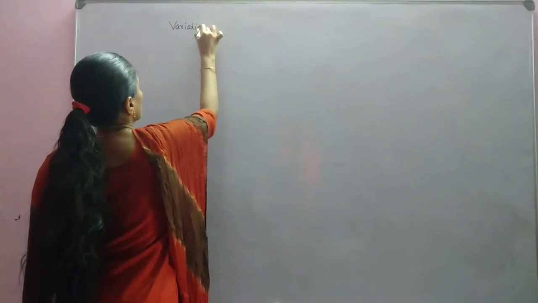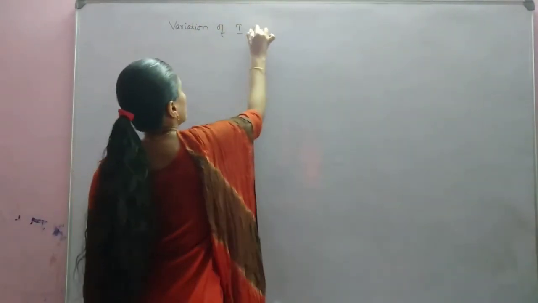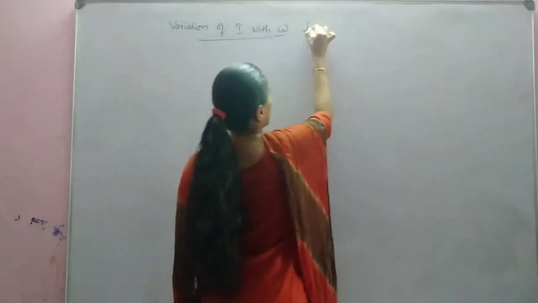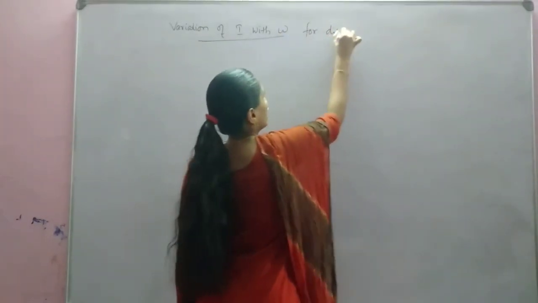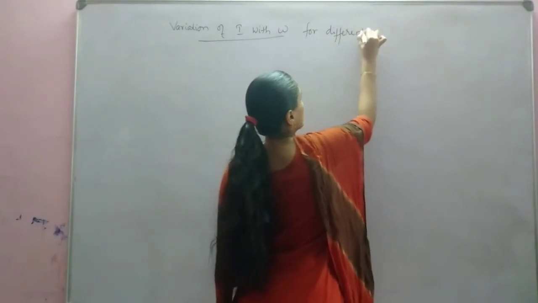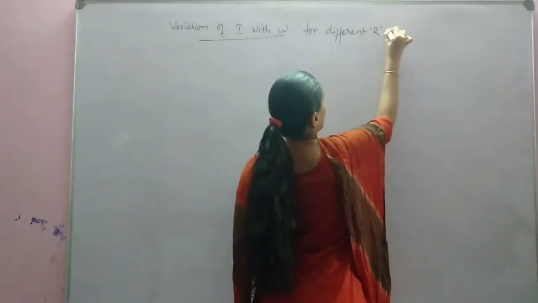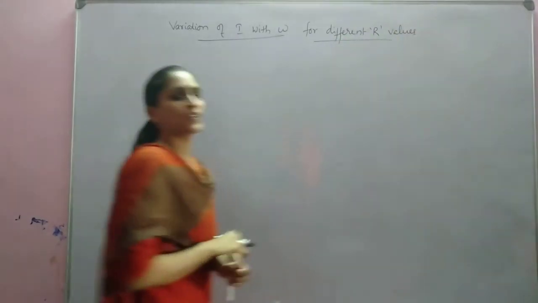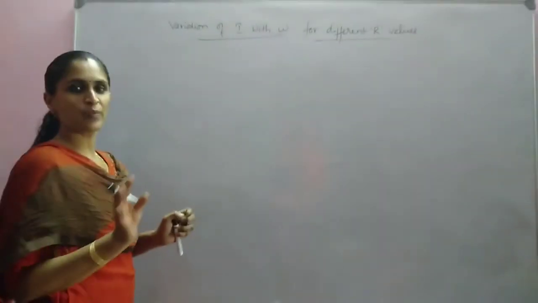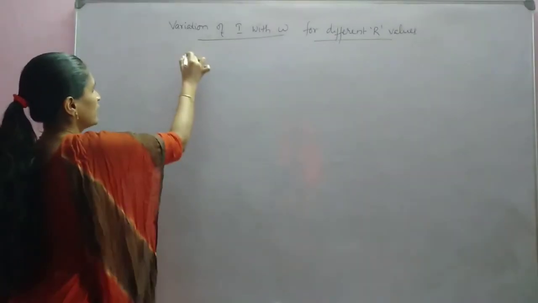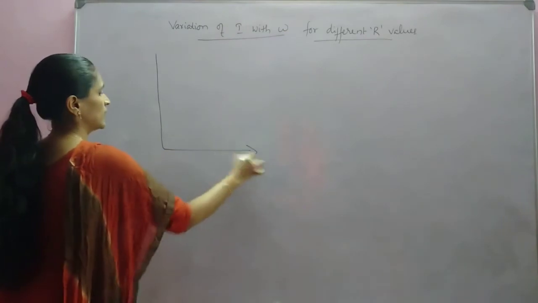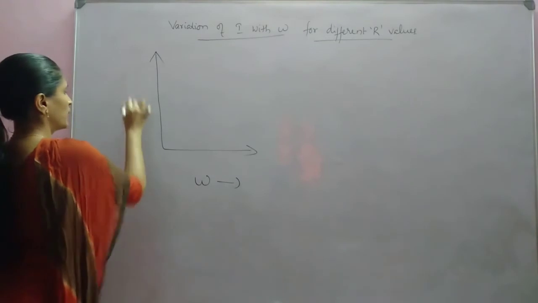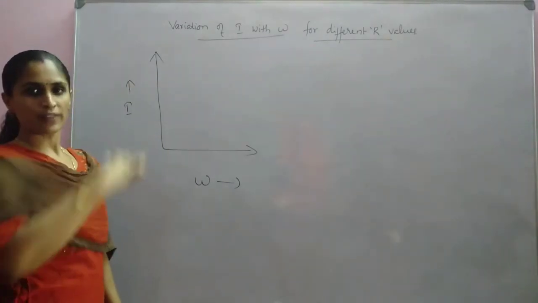Variation of current with omega for different R values. The shape we just saw will be like this. If we are plotting the graph of I with omega, the graph is like this.